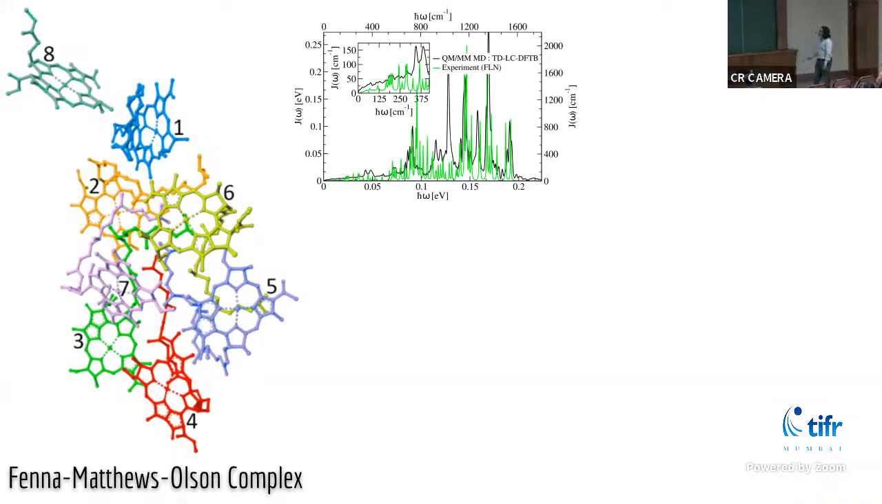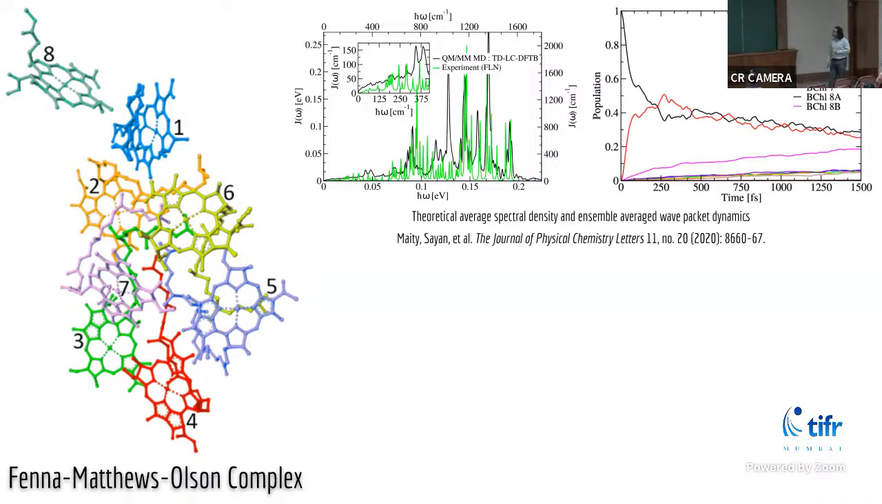So the Fenna-Matthews-Olson complex, a lot of work has been done trying to figure out what the system Hamiltonian should be, and what the system vibration, system protein interaction characterization should be, or the spectral density. Some recent work has characterized it using some density functional level of theory, some empirical level of theory, and this is the best match that they could get with the experimental fluorescence line narrowing spectrum. But that is what we are working with.